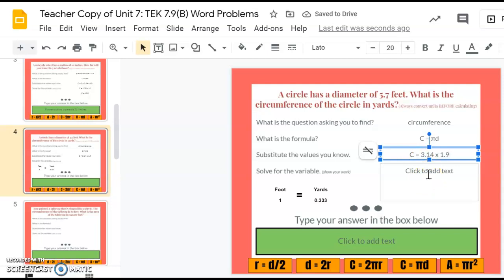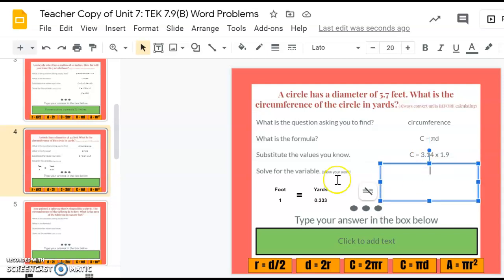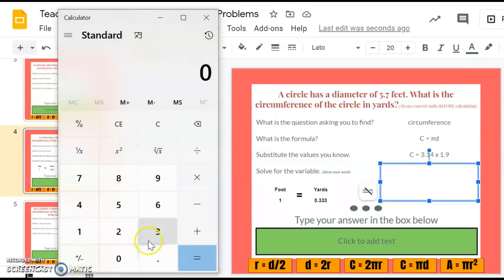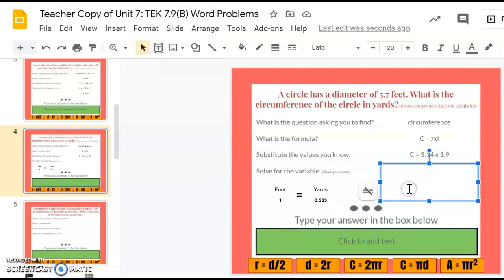All right, so now I'm going to solve for my variable. I'm going to multiply 3.14 times 1.9. So I'm going to clear this. 3.14 times 1.9 equals 5.966. So I have circumference equals 5.966.